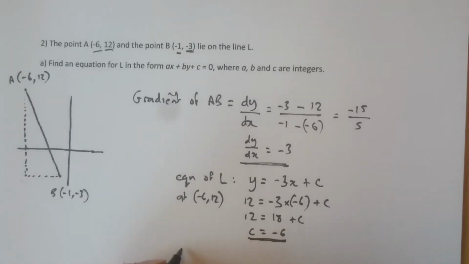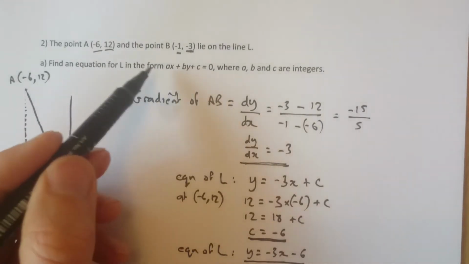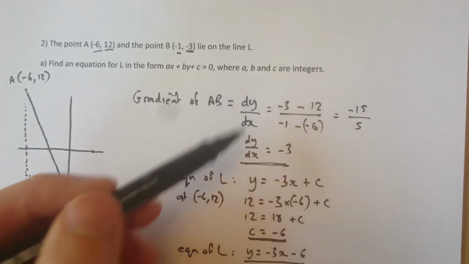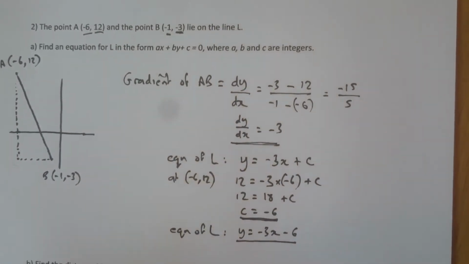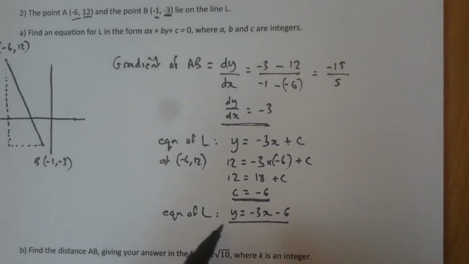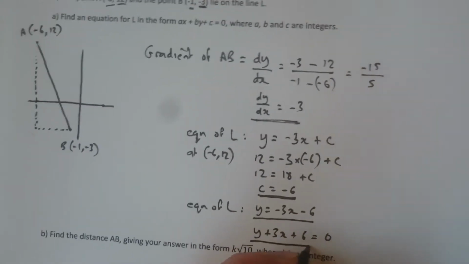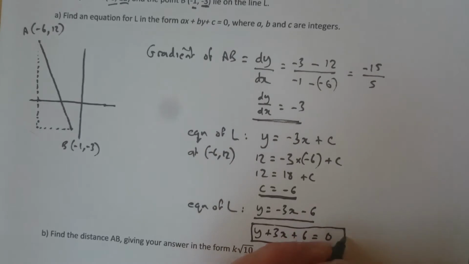And that then gives us everything we need for the equation of L. Y must equal the gradient minus 3x, and the intercept is minus 6. Once again, we're asked to put it in a particular format with everything on the left hand side and A, B and C being integers. It's probably just as well that there are no fractions here, haven't got much room to multiply, so the only step that we need to do here is to add the 3x and add the 6 to give us y plus 3x plus 6 equals 0, to leave it in the format from the question.